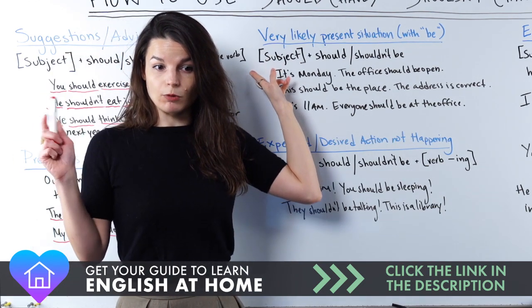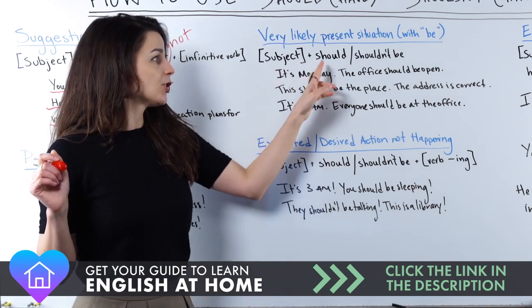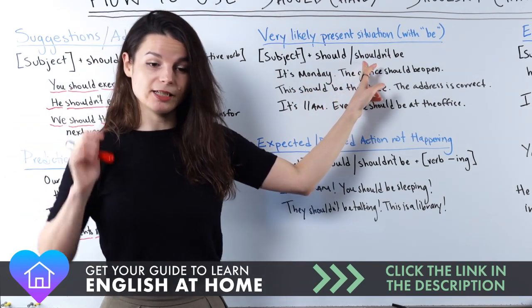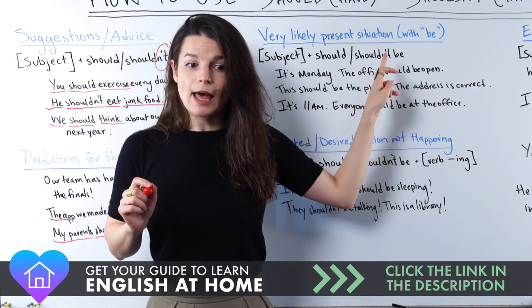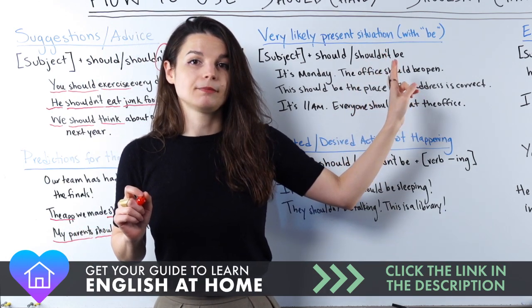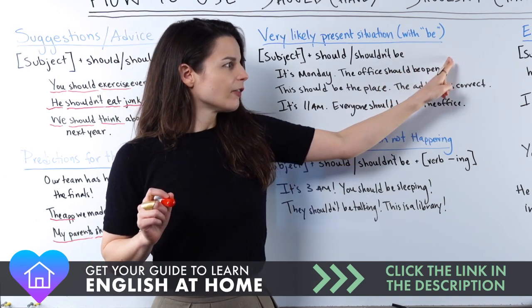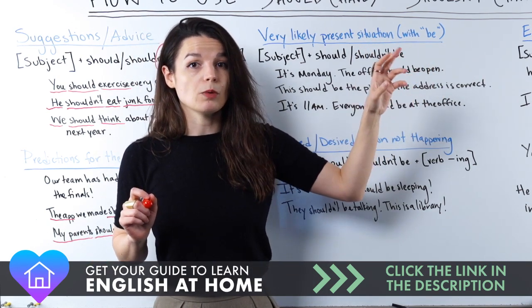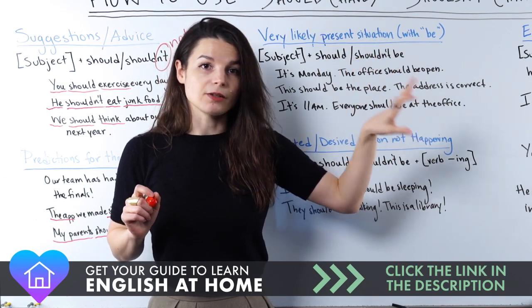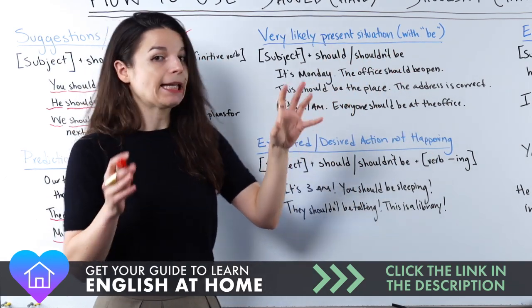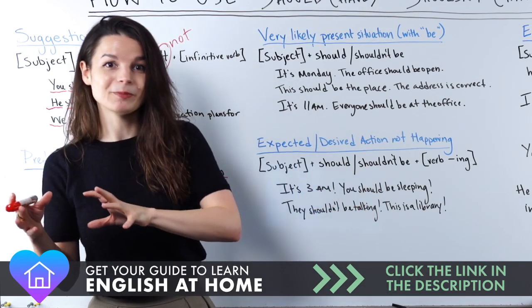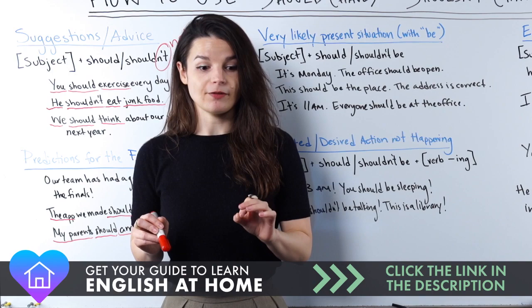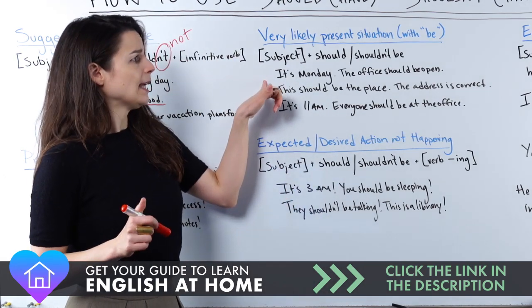So we make this with, again, same as we did before, subject, plus should or shouldn't. Again, we can make it negative. Shouldn't is should not. And then be. And the ending of this sentence will change a bit. You will sometimes see it with an adjective. You'll sometimes see it with an expression like here or at home, something like that. So let's look at some common examples of how we use this.